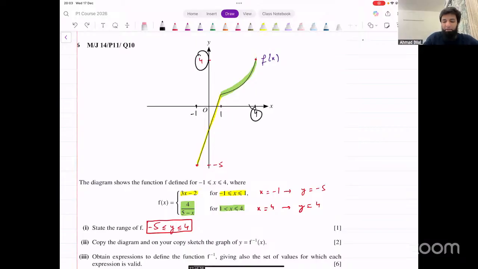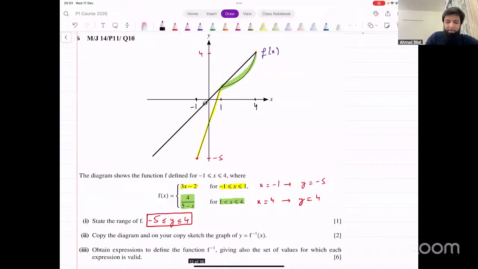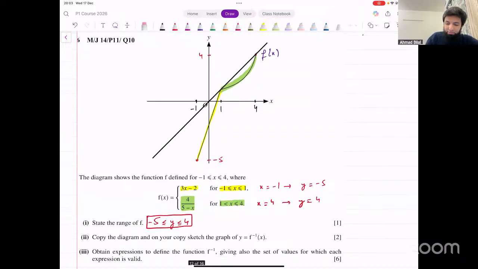We can draw a line like this, y equals x, such that it passes through that point 4, 4, and also 0. So it will look something like this. That's the line y equals x. Now, f and f inverse are a reflection of each other in this line. You just have to reflect the graph. Now, the point 4, 4, when reflected, will remain there. This point 1, its y coordinate is also 1. This is also going to remain here.